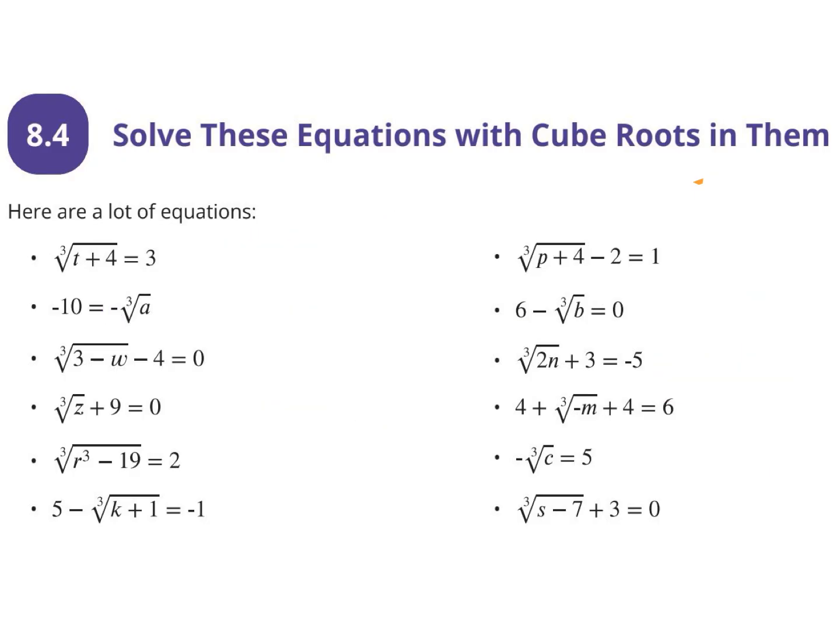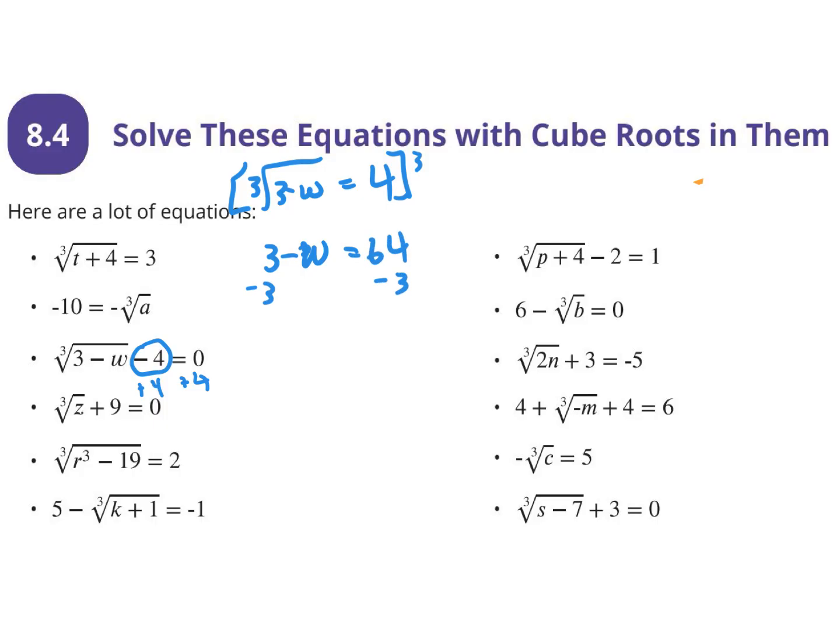Okay, now we're doing a third one. This -4 is not part of the group, so we're going to add 4 to both sides. So you get the cube root of 3 minus w is equal to +4. We're going to cube both sides. 3 minus w is equal to 64. Subtract 3. -w equals 61. Divide by -1. w is equal to -61. 3 minus -61 is +64. So it works.